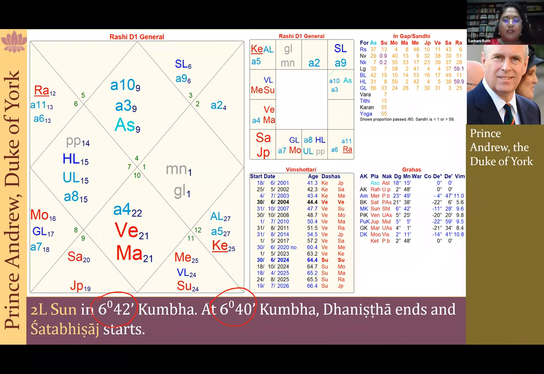Look at Prince Andrew's. That is really, really in the Nakṣatra Sandhi. So we see at 6 degrees 40 minutes, Dhanishta is ending and Shatabhishad is starting. So his son is at 6 degrees 42 minutes, Shatabhishad. So when we say at 6 degrees 40 minutes Dhanishta is ending and Shatabhishad is starting, actually that is the no man's land. Just when we talk about the Sankranti, that's actually a no man's land. They are neither here nor there. Technically, because it's 42 minutes, it's falling into Shatabhishad.